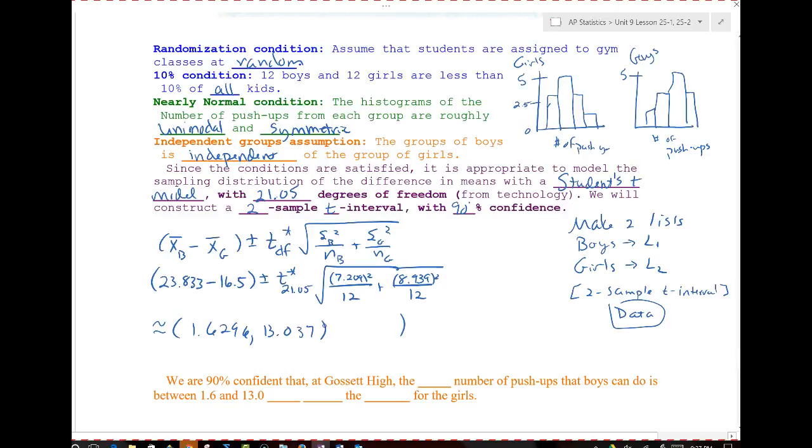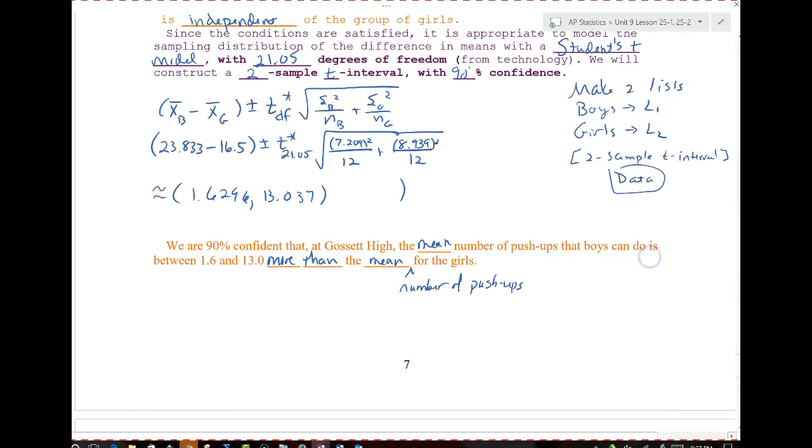So based on our samples, right? Based on the samples, we're 90% confident that at Gossett High School the mean number of push-ups that boys can do is between 1.6 and 13.0 more than the mean number of push-ups for girls. Hopefully that makes sense. That was a confidence interval.